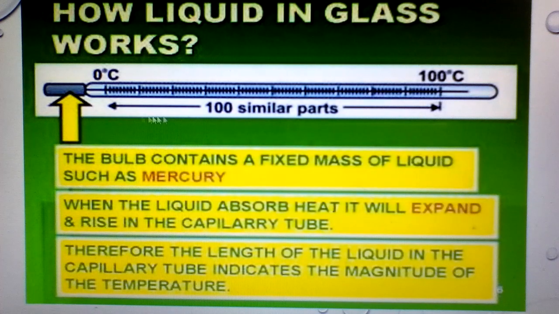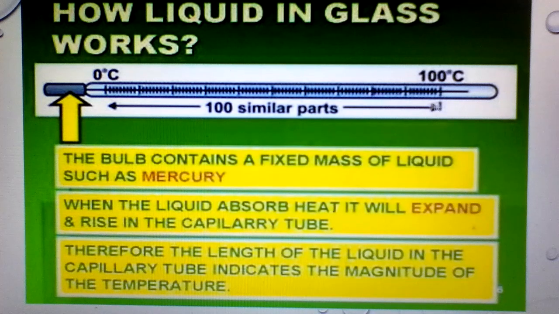Okay, now when we want to measure temperature, we use a thermometer. The thermometer that we use in the lab, we normally call it a liquid in glass thermometer. You can see there's a bulb here, and a capillary tube. Inside the bulb and capillary tube, there's a liquid that we call mercury, or any other liquid like alcohol can also be used. Because it uses liquid, we call it a liquid in glass thermometer.